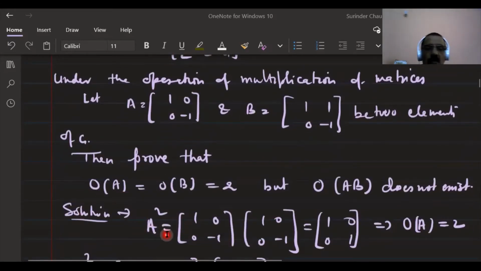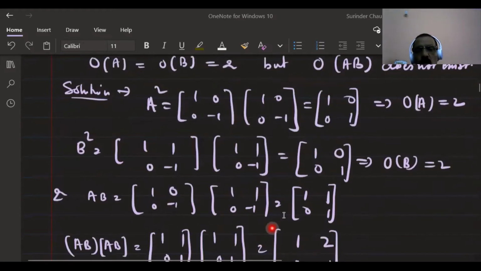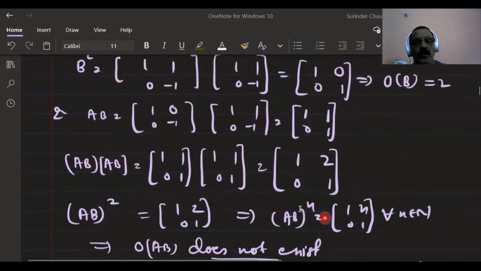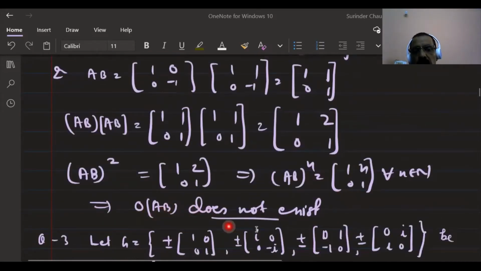Now again, to find the order of A, A to the power n must be equal to E. A square is equal to I, the identity matrix, so the order of A is equal to 2. Similarly, B square is equal to I, so the order of B is 2. If you find A into B, this is not equal to I. So AB into AB, that is (AB) square, comes out to be 1, 2, 0, 1. So if you multiply AB n times, you get 1, 2n, 0, 1 for all n. So this implies the order of the product AB does not exist. The order of A exists, the order of B exists, but the order of the product may or may not exist.